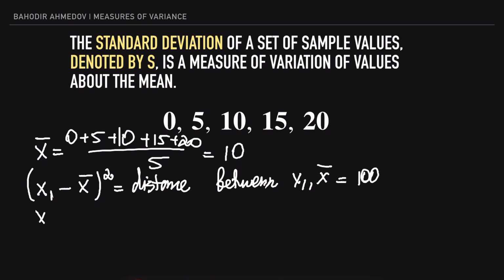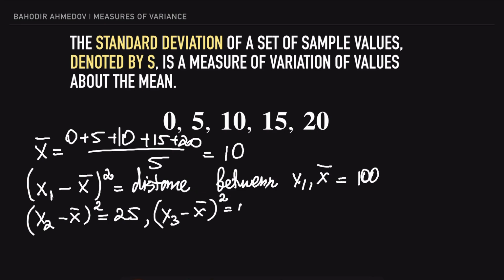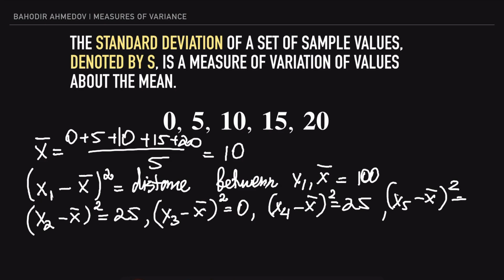The distance between the second point and the mean is going to be equal to 5 squared, which is 25. The distance between the third point and the mean is going to be equal to 0. The distance between the fourth point and the mean is going to be equal to 25 again, and the distance between the fifth point and the mean is going to be equal to 100 again. So it is 20 minus 10 squared, which is 100.